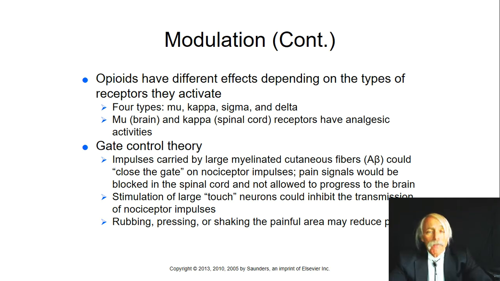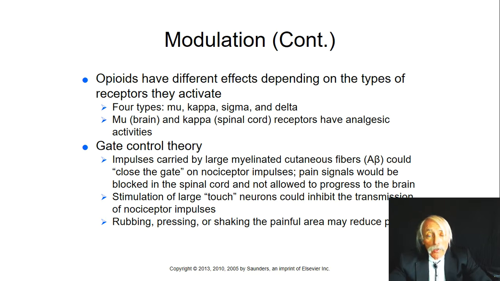Okay. So more on modulation. Opioids have different effects depending on the types of receptors they activate. The four types are mu, kappa, sigma, which I haven't talked much about, and delta. The mu is in the brain, the kappa is in the spinal cord, and they do have analgesic activities.